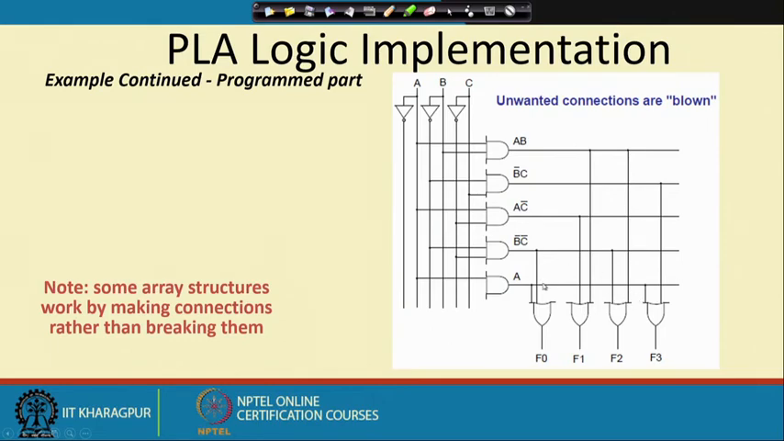Some array structures work by making connections rather than breaking them. So, this is also another type of PLA or programmable logic array that we have, where we make the connections rather than breaking the connections. So, both are available, both the families are available.